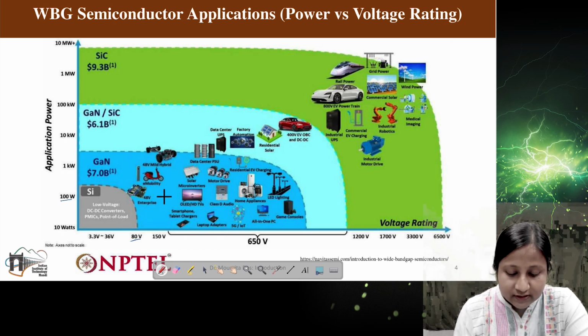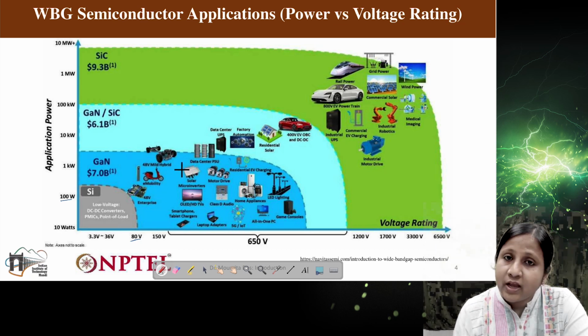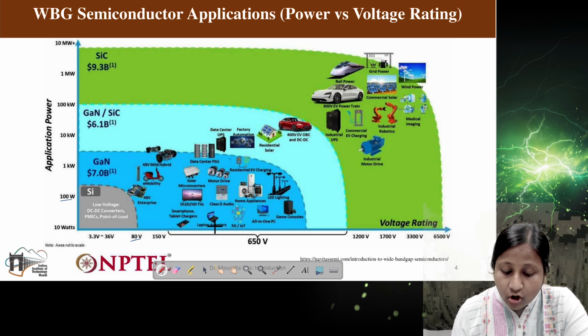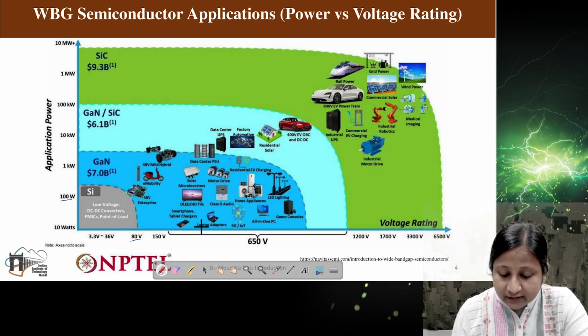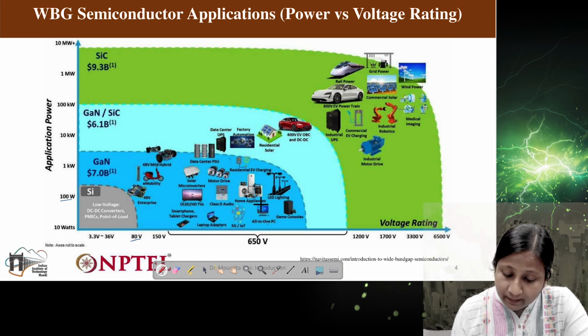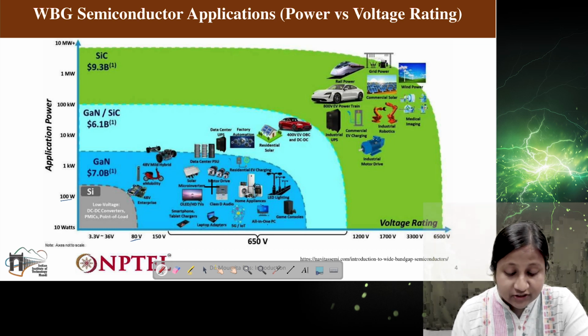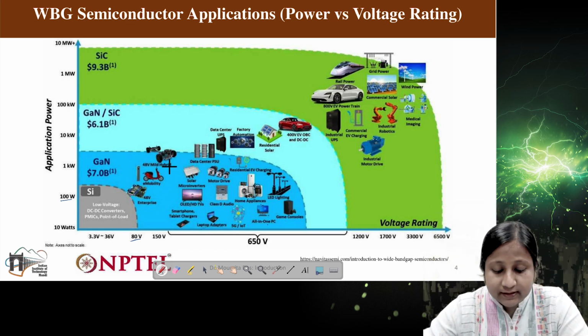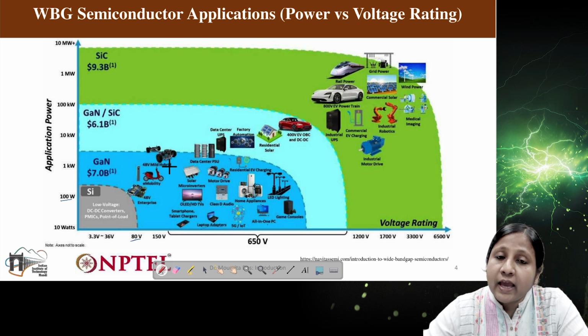Some of the applications where GaN will be suitable are shown here: mainly laptop adapters, PCs, home appliances, solar microinverters, motor drives, residential EV charging, e-mobility, and then hybrid vehicles. Those are some of the applications where GaN will be more applicable than silicon or silicon carbide.